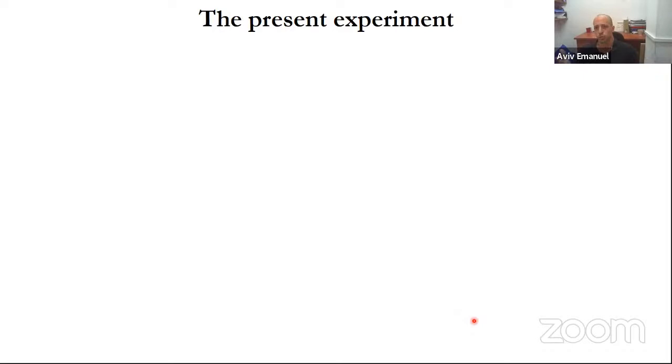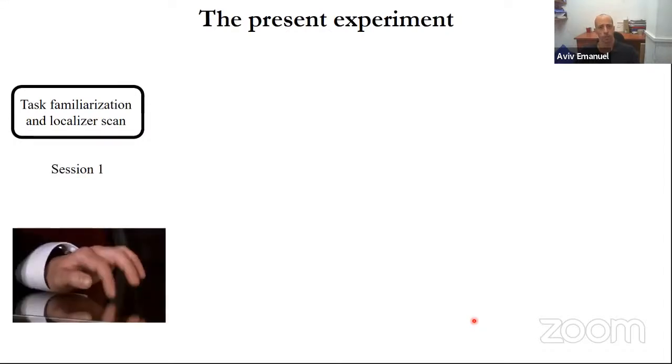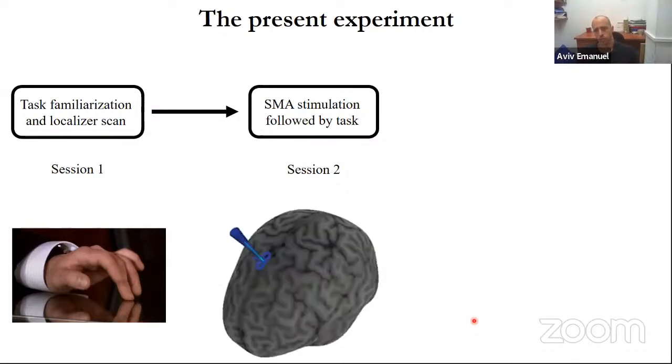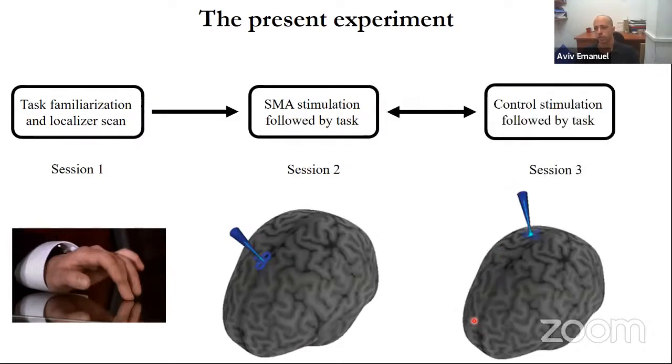we took participants to 3 sessions. On the first session, we had a task familiarization, which was a 10-minute block, and a localizer scan, in which they had to tap their fingers. On the next session, we had SMA stimulation, rTMS at 120% of resting motor threshold. The inhibitory rTMS lasted 15 minutes and was followed by the task. Up next, we had the control stimulation to the precuneus, which was followed by the task.